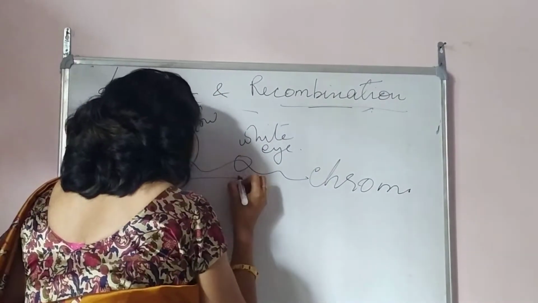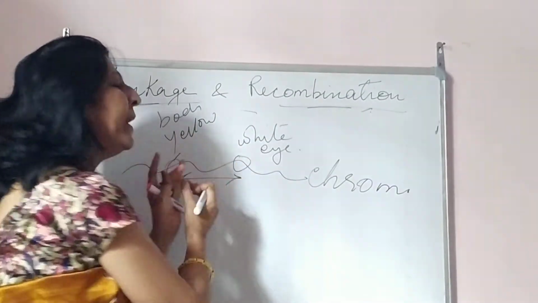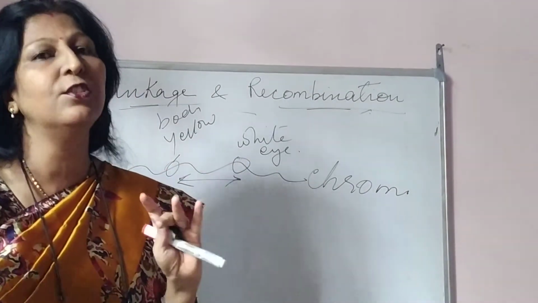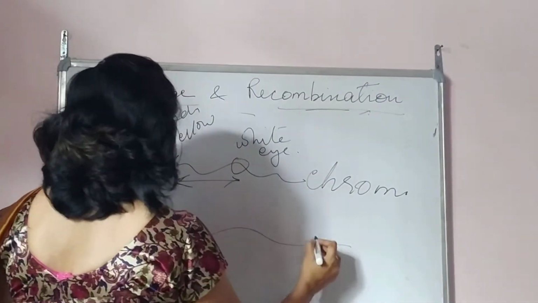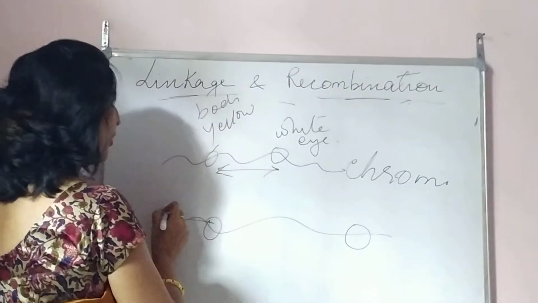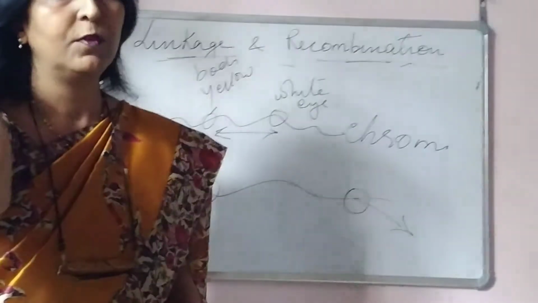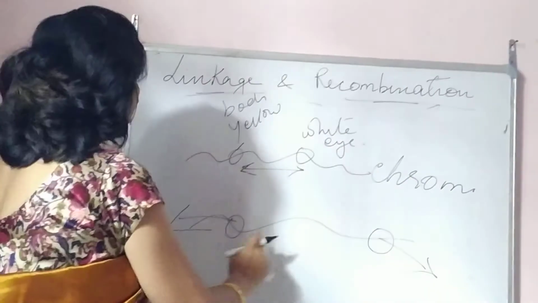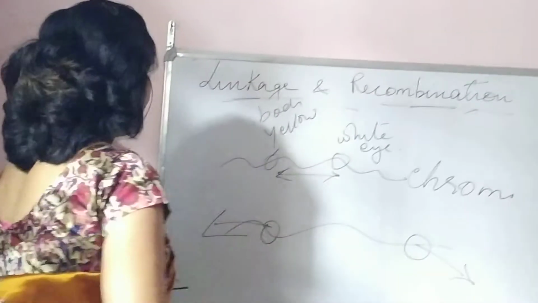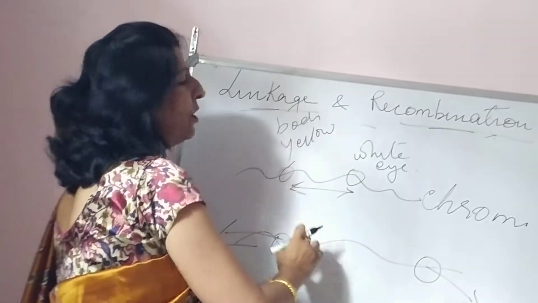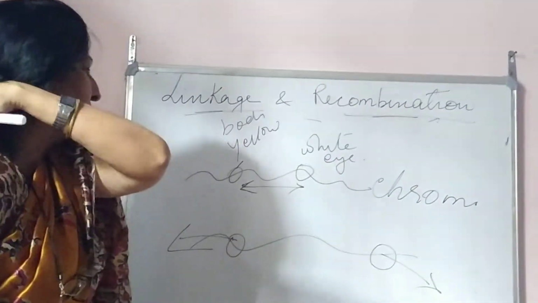So it depends on the strength, it depends upon the distance at which they are present. The closer they are, the lower the chances of recombination. And if they are further apart, suppose one is present over here and the other over here, there are chances for them to get segregated, and new combinations can be seen. So this is what a recombination is. Recombinations can be this way, and linkage is when they go together. Okay, so these are the things which happen.